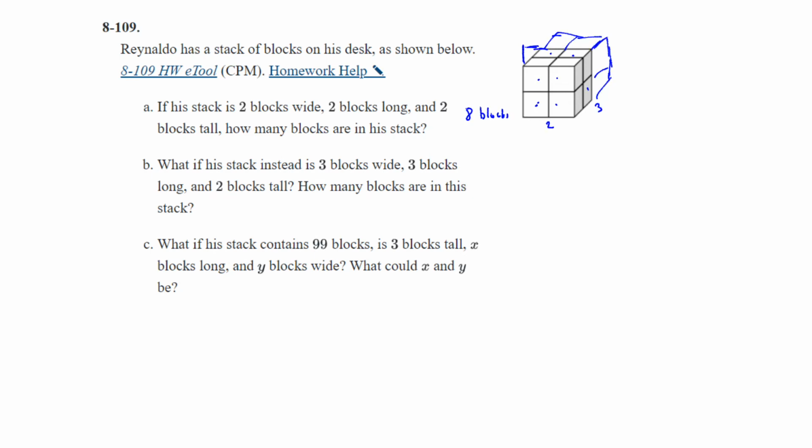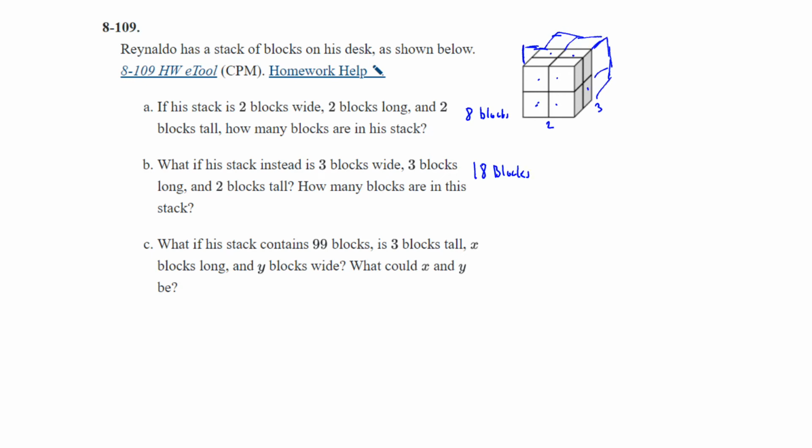Not very good at drawing that, apparently. So you have 3, 3, and 2. So if you add that up, you're going to have a total of 9 in the front. And then you have 2 sets of them, so 9 plus 9 would give you 18 blocks.